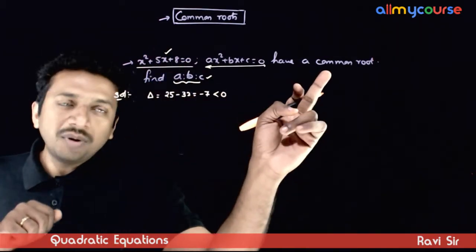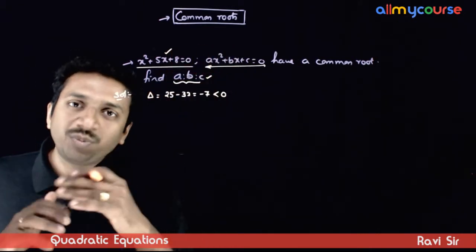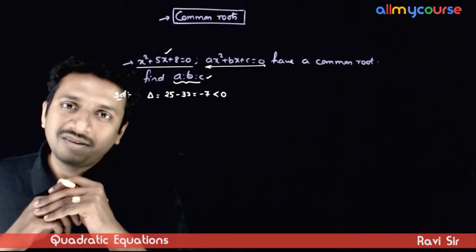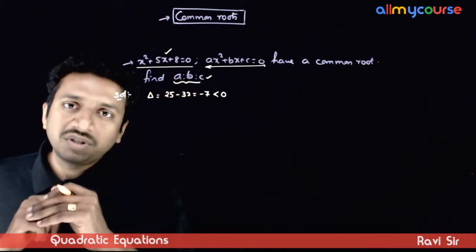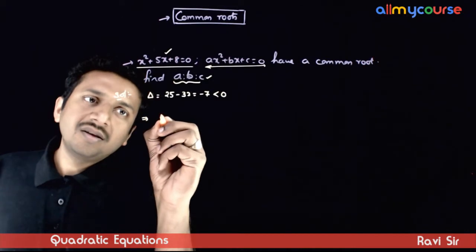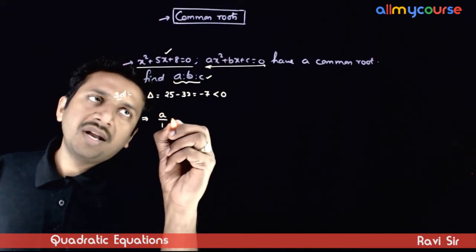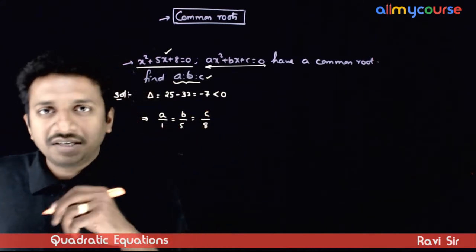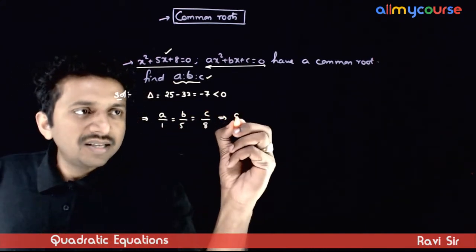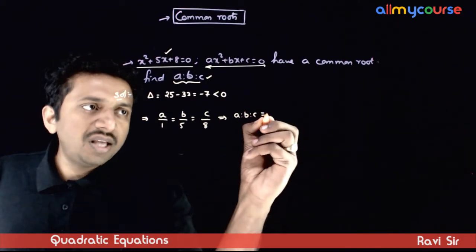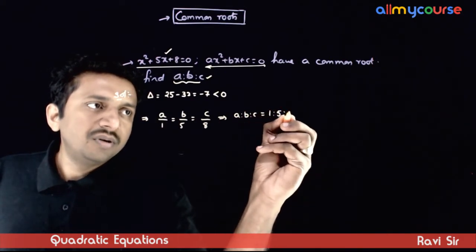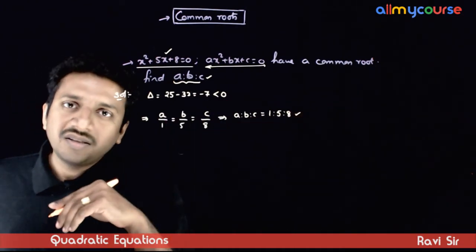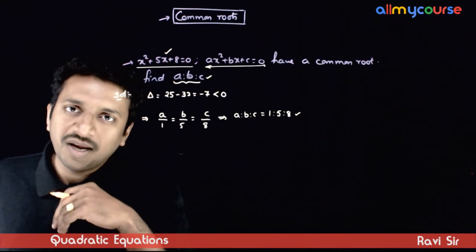So if they have a common root, one imaginary root has to be common. And that implies the other imaginary root is also in common. That means both the roots of this equation are common. Hence, a/1 = b/5 = c/8. So this implies a : b : c = 1 : 5 : 8. So this is the required ratio of a, b and c.